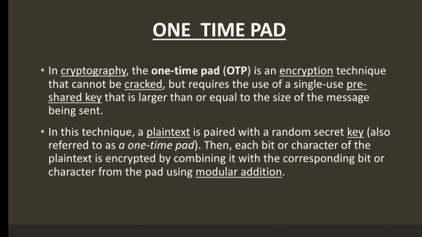Now we will see about the one-time pad cipher. In cryptography, the one-time pad or OTP is an encryption technique that cannot be cracked but requires the use of a single-use pre-shared key that is larger than or equal to the size of the message being sent. In this technique, plain text is paired with a random secret key. Then each bit or character of the plain text is encrypted by combining it with the corresponding bit or character from the pad using modular addition.